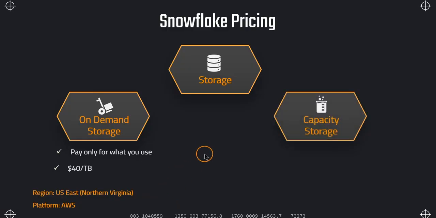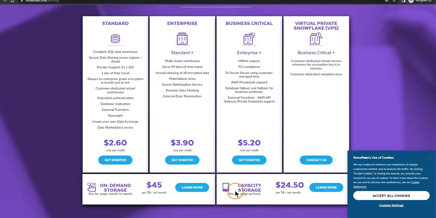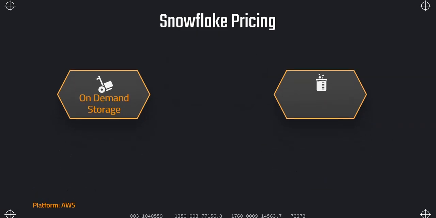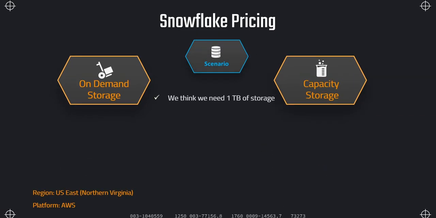But now there's also another way to save on some cost, and this is to reserve some capacity storage. We can also see that in here, where we have to pay upfront for a defined capacity, and then this will be a lower price. But of course, we should have a good understanding of how much we actually need. And to demonstrate this, let's have a look at the following scenario.